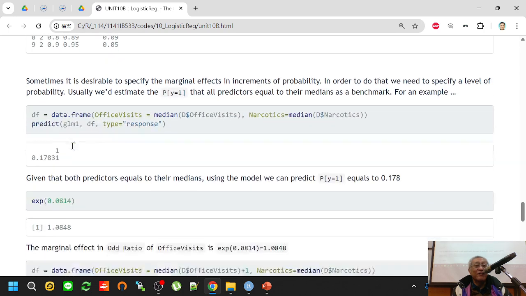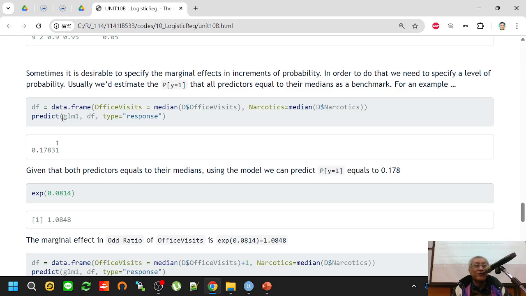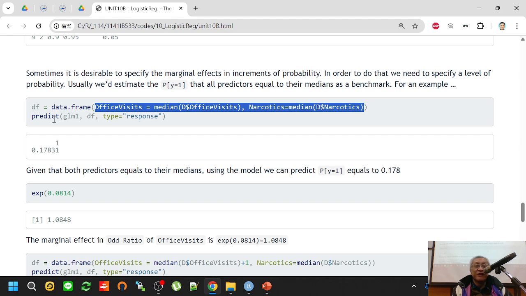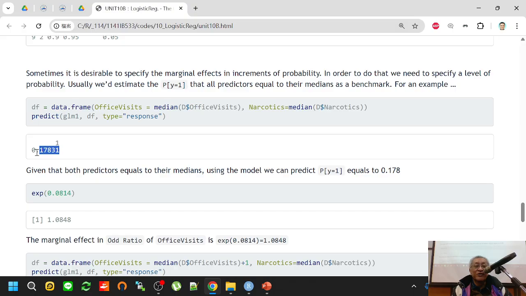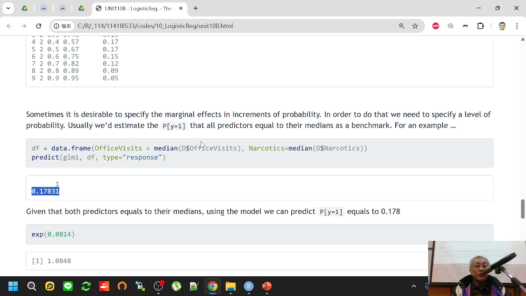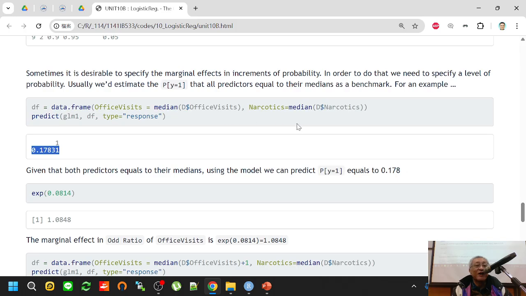There is one thing I haven't mentioned yet. When you do the prediction of a logistic model, you need to give it the model and the data, and you must specify type equal to response in order to get the predicted probability. So now you specify x and do the prediction, so you know this is the probability when x1 and x2 equal their median.